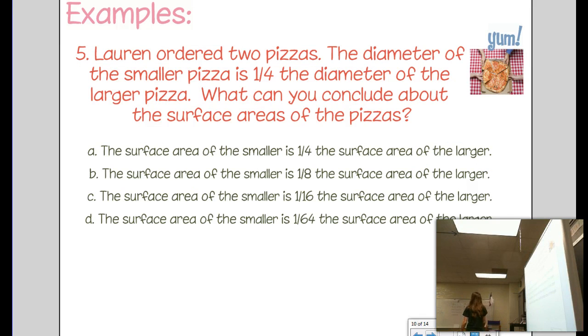Pizza! Do you want to eat pizza this weekend? I did. Last night? Read the problem about Lauren. Hey, are y'all reading this problem? Just be afraid.